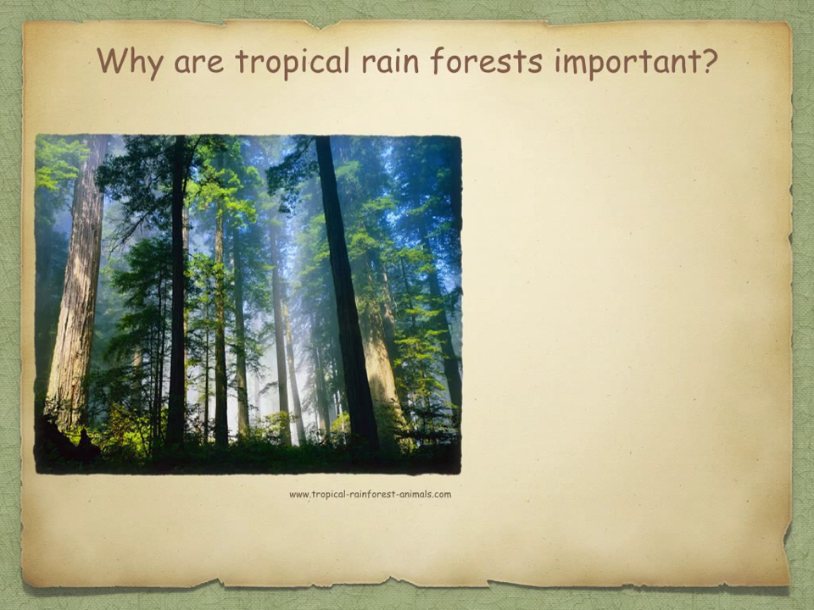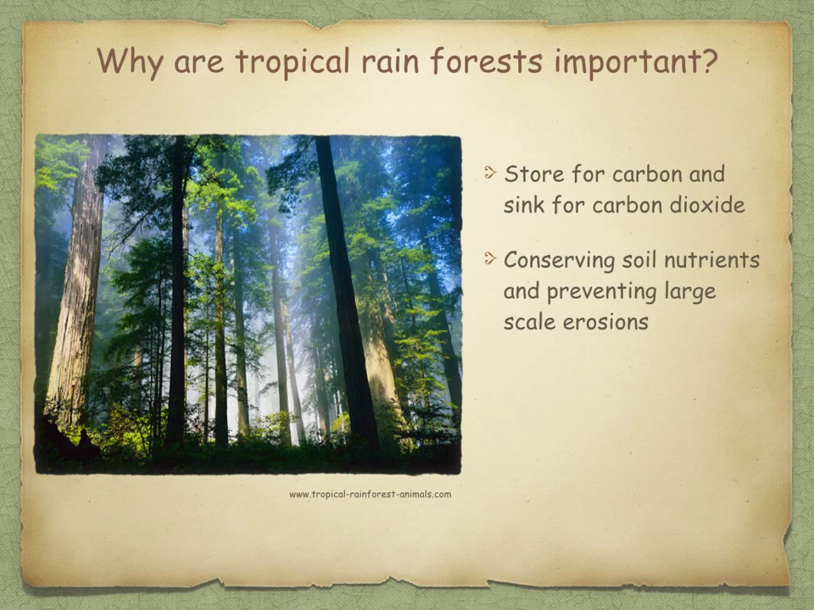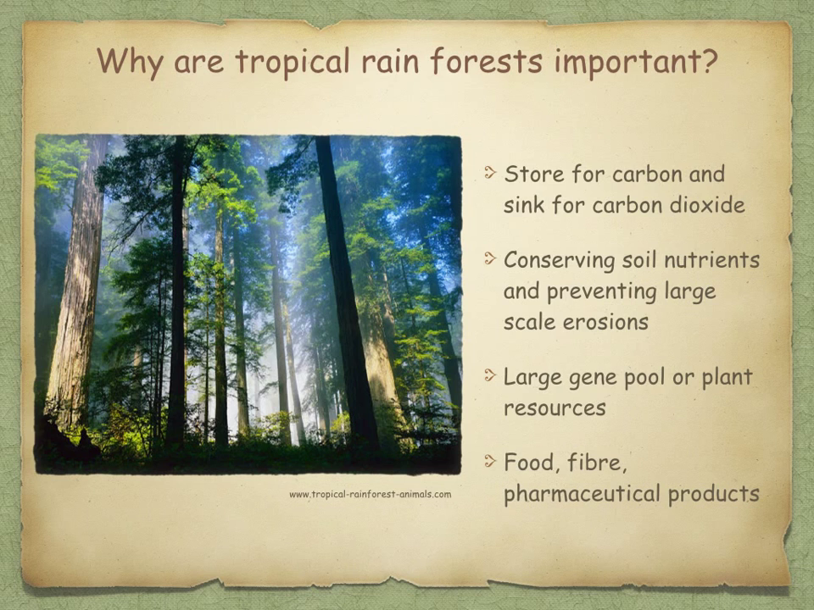Okay, let's move on to why tropical rainforests are so important. Now, tropical rainforests have been estimated to contain 50% of the world's standing timber, and they represent a huge store for carbon and sink for carbon dioxide. Their destruction may increase atmospheric carbon dioxide by 50%. They're also important in conserving soil nutrients and preventing large-scale erosion in areas of high rainfall. And they contain a large gene pool of plant resources, and their potential for the production of food, fiber, and pharmaceutical products is not known.